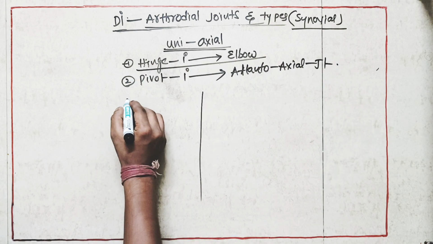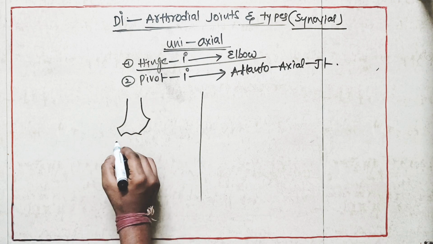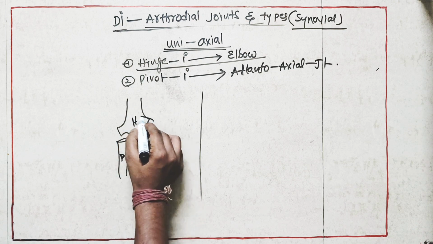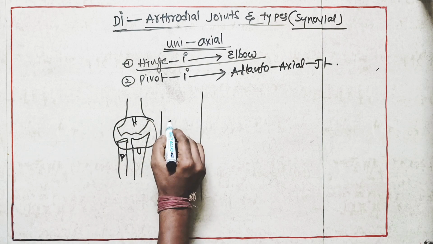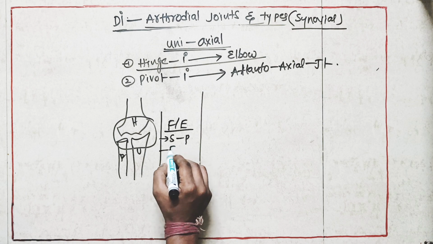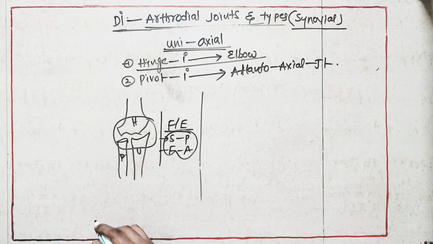Suppose now we are seeing the hinge joint. Here we have the lower end of the humerus, this is our radius, and this is our ulna. Between these, the elbow joint has flexion and extension. These movements happen in the sagittal plane and frontal axis. So only two movements will happen in uniaxial joints.